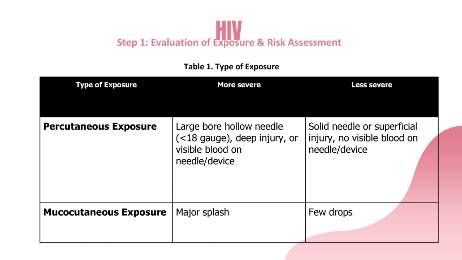In this table, we can see the types of exposures. The first one is the percutaneous exposure, and the second one is the mucocutaneous exposure. They are measured by their severity, specifically as more severe or less severe.